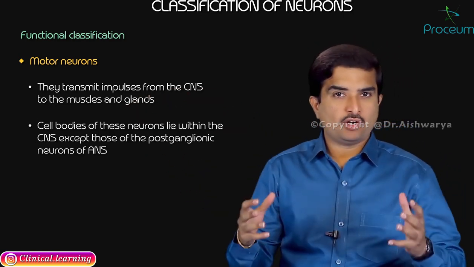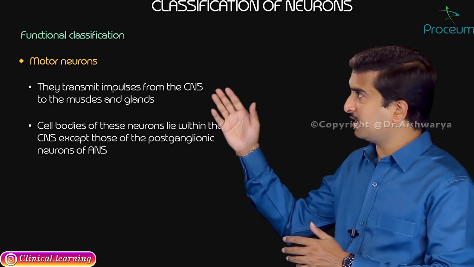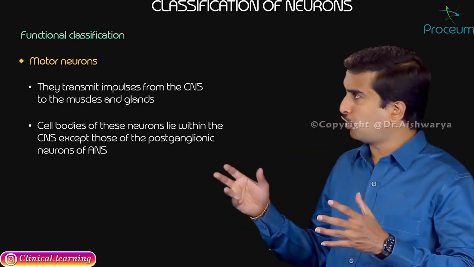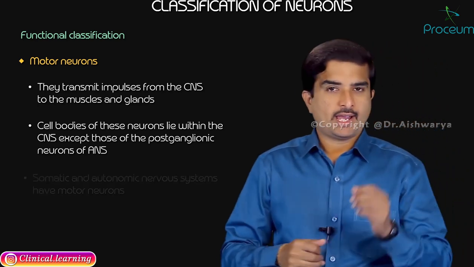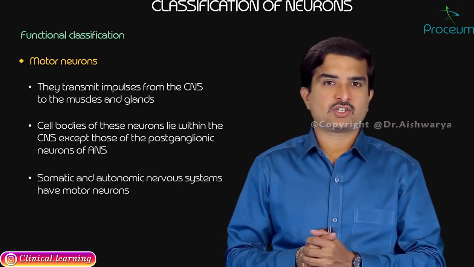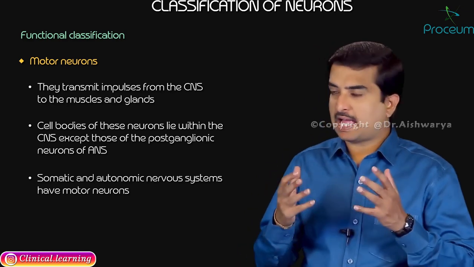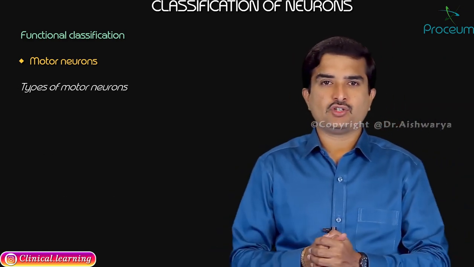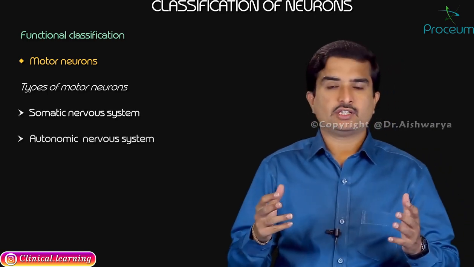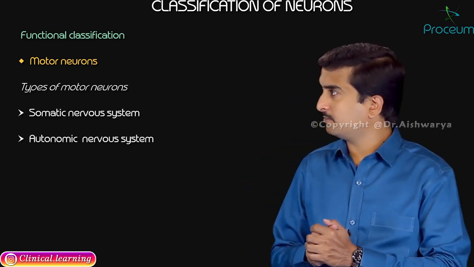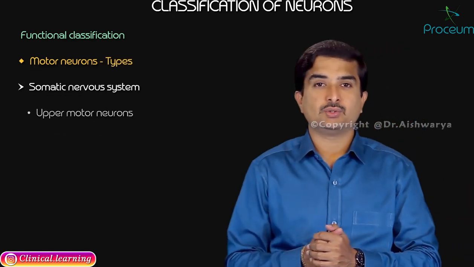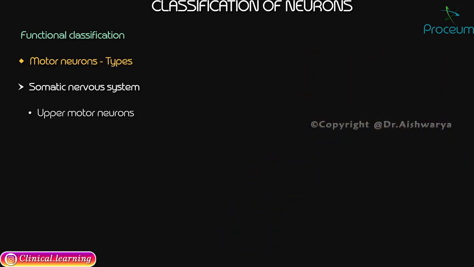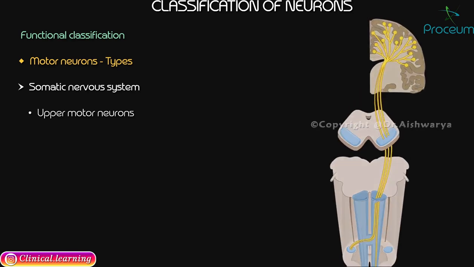The cell bodies of these neurons lie within the CNS, except those of the postganglionic neurons of the autonomic nervous system. Hence, both the somatic nervous system and the autonomic nervous system have motor neurons. So what are the types of motor neurons? The neurons of the somatic nervous system are mainly divided into the upper motor neurons as well as the lower motor neurons. So what are upper motor neurons?